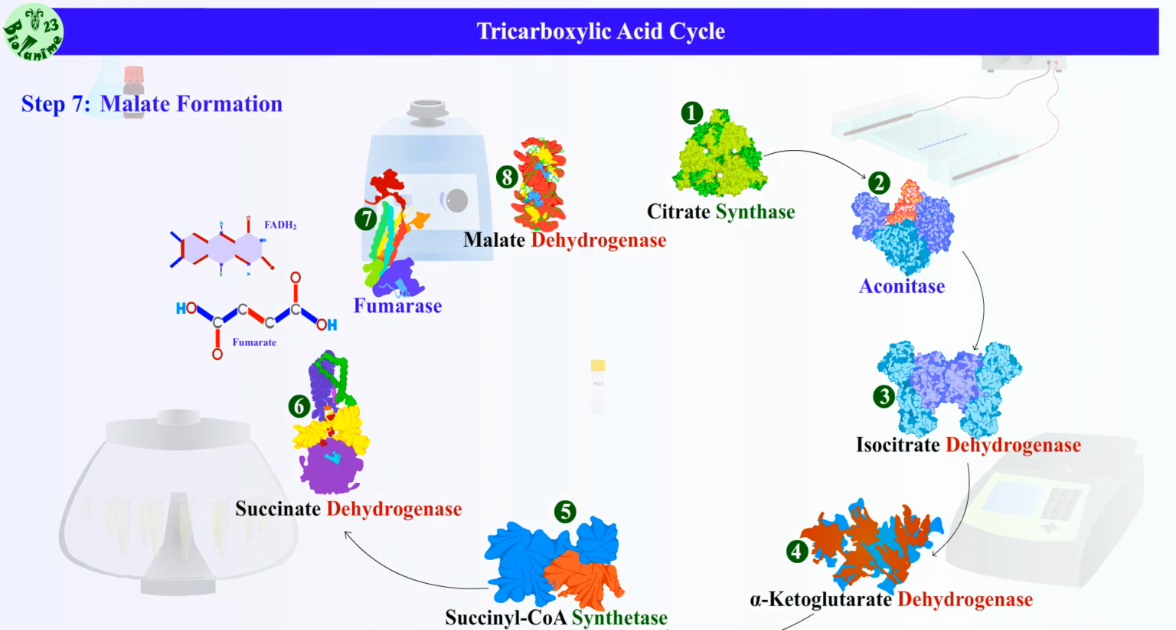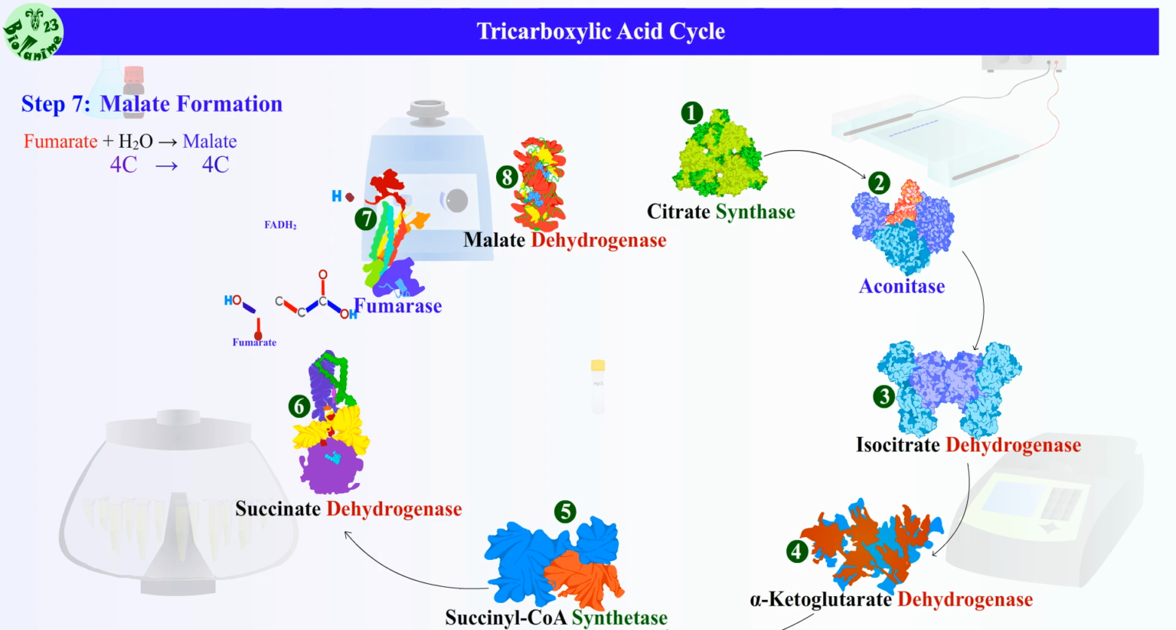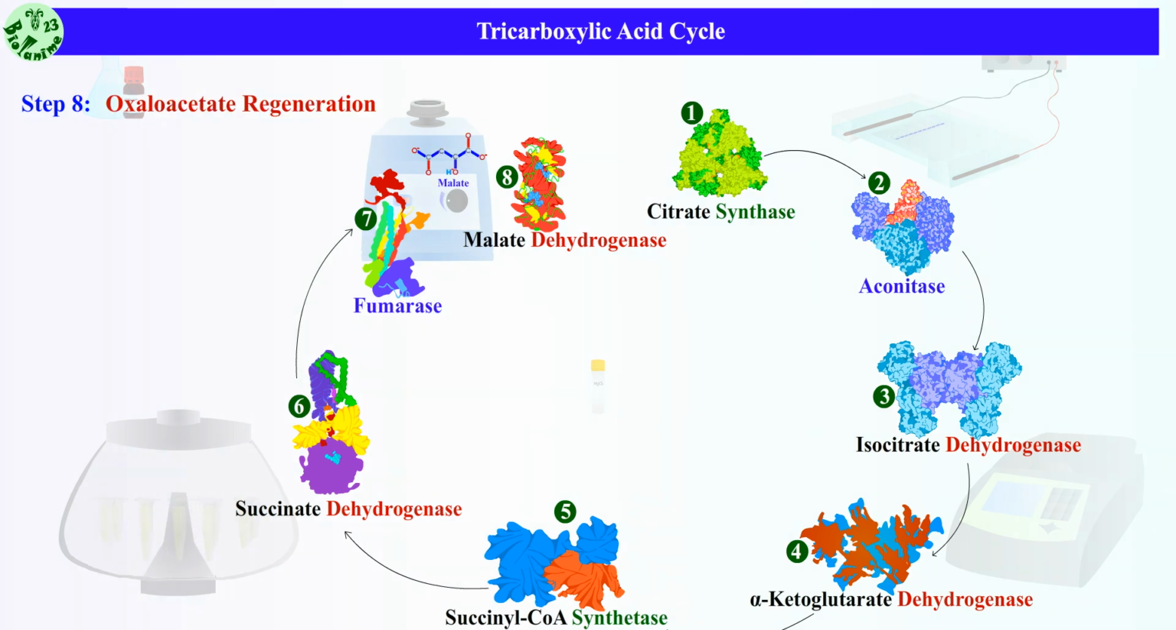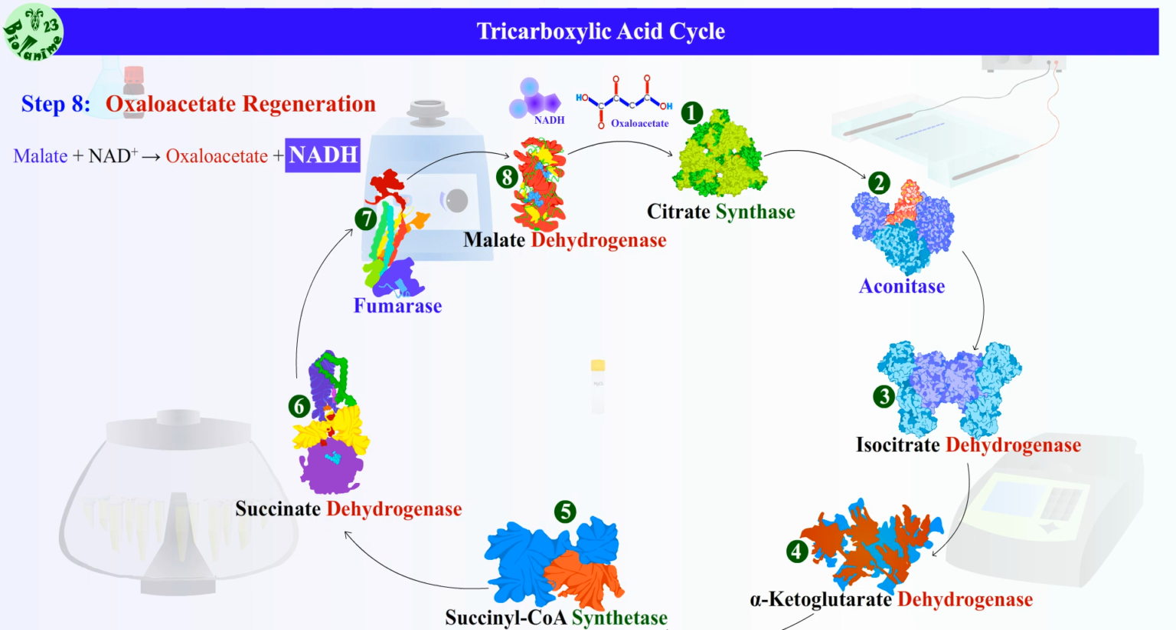Step 7, formation of malate. The enzyme fumarase will add water across the double bond of fumarate to form malate. Step 8, regeneration of oxaloacetate. Finally, the malate is converted to oxaloacetate by the enzyme malate dehydrogenase to complete the cycle.